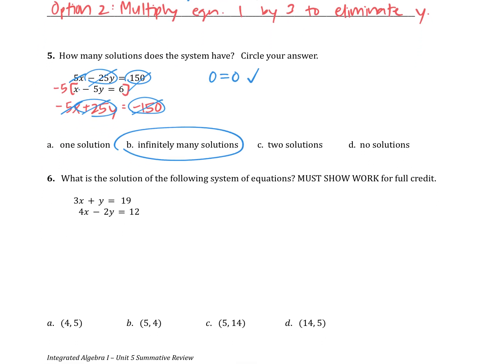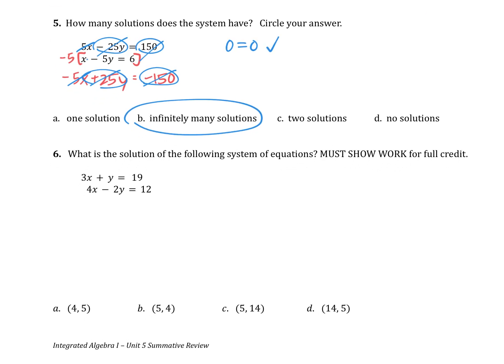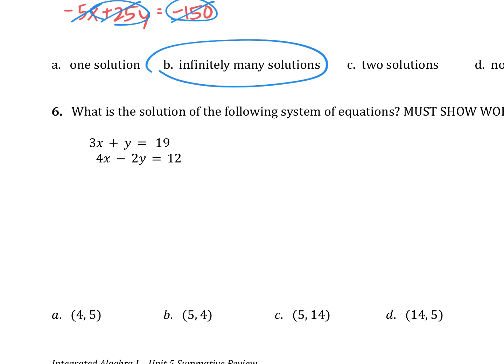Number 6, what is the solution to the following system of equations? Again, it's set up like an elimination problem, so I'm going to go ahead and choose one of these equations to multiply by in order to eliminate a variable. And I always like to choose the coefficient of 1 to multiply by something. So I'm going to multiply this top equation by +2, because this bottom equation has a y value of -2. So I'm going to distribute this, and I'm going to get 6x plus 2y equals 38.